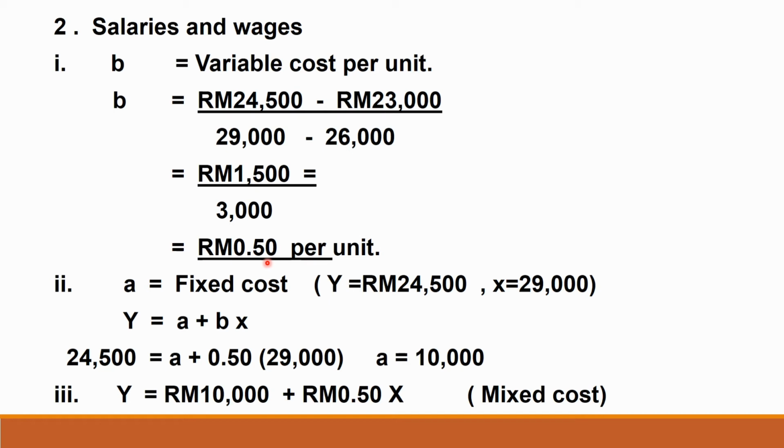Now, we substitute variable cost per unit in the formula. Let's say that we take for Y 24,500, the highest cost, and X, the highest unit. And we substitute the amount in the formula. When we simplify the amount, we get the answer for fixed cost equals 10,000. And we have to form the cost function: y equals RM10,000 plus RM0.50x.